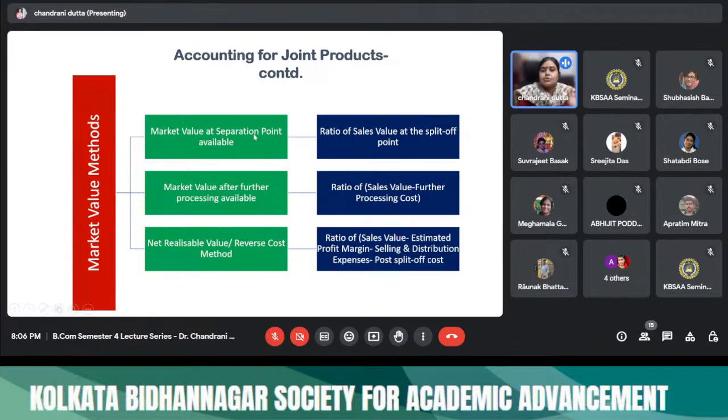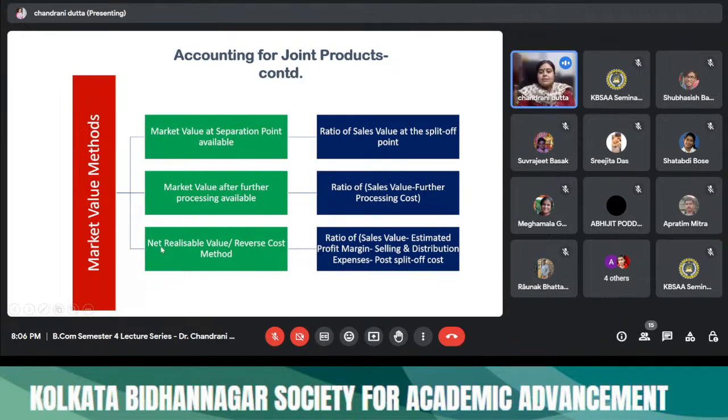Okay, so is it clear, these two methods, the first two? One is the sales value at split-off point, and the other is the ratio of net sales value. And what is the net sales value? Net sales value is sales value minus further processing cost. Fine, I'm proceeding.